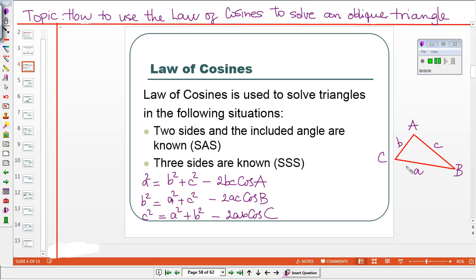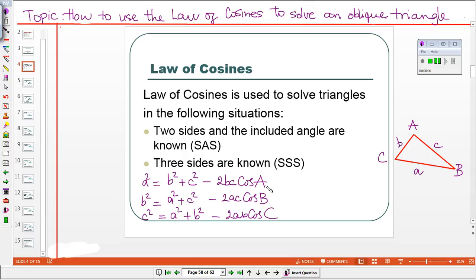Hello, my pre-calculus student. In this video, we are going to learn how to use the law of cosines to solve an oblique triangle. The law of cosines can only apply for the following two situations: if you know two sides and one included angle, or side-angle-side, or if you know all three sides.